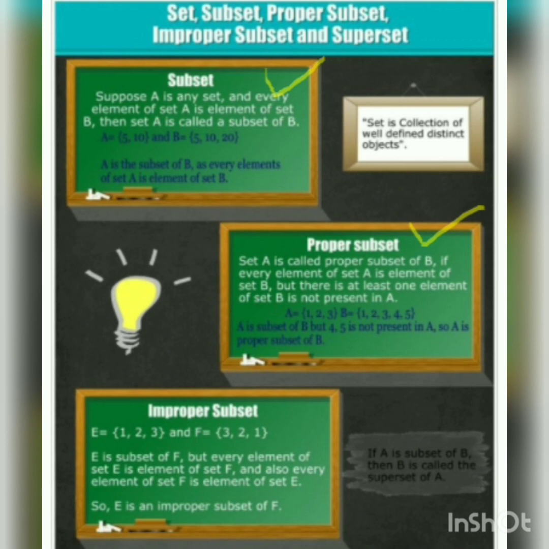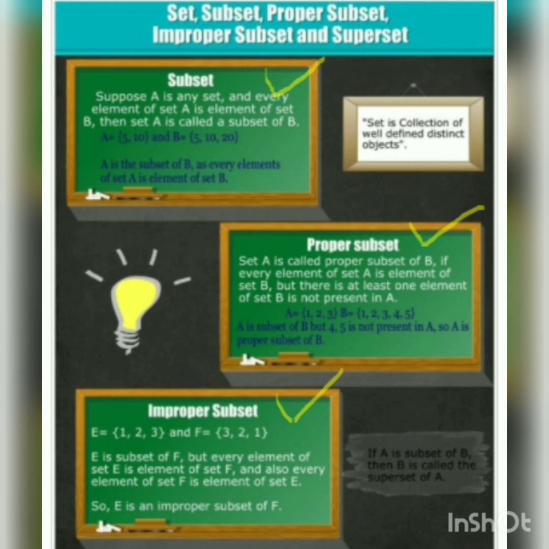Let's move towards improper subset and let's see an example to understand the concept of improper subset. The example is the set E is equal to 1, 2, 3 and F is equal to 3, 2, 1. Here we can see that each element of set E is present in the set F, which means that E is a subset of F. But here all the elements of set F are also present in the set E, which means that E is an improper subset of F.